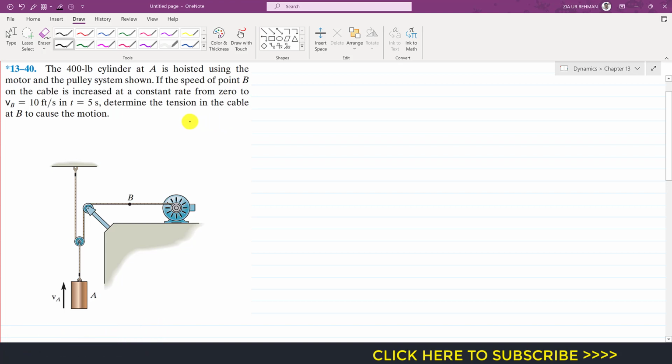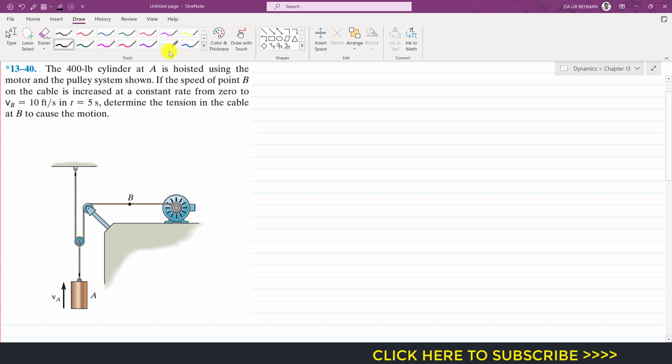Now we are going to solve this problem. In this problem it is said that the 400-pound cylinder at A is hoisted using the motor and the pulley system shown. If the speed of point B on the cable is increased at constant rate from 0 to 10 feet per second in t equals 5 seconds, determine the tension in the cable at B to cause the motion. So to solve this problem, first we have to find the relationship between the acceleration of this point B and the acceleration of this block A.